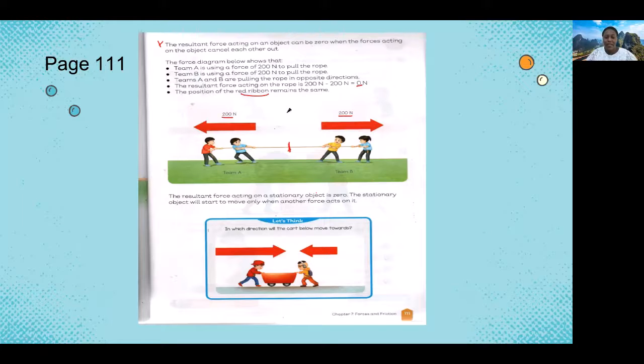Okay, that one I hope you have understood. It's very clear because the resultant force here is 0. Okay, what do you think? Let's think down here. In which direction will the cat below move towards? Let's think.